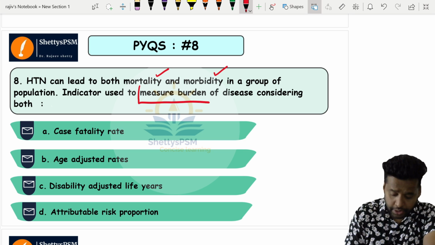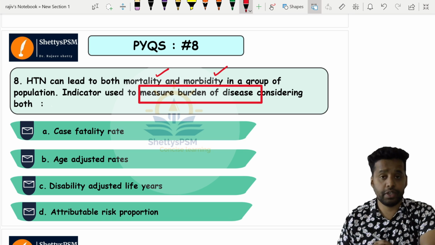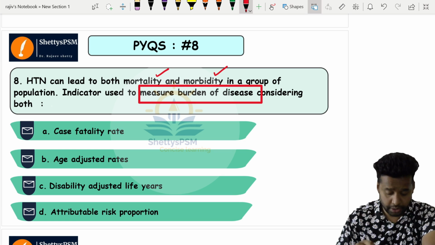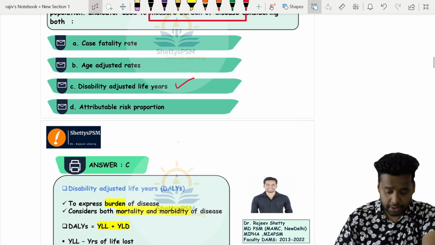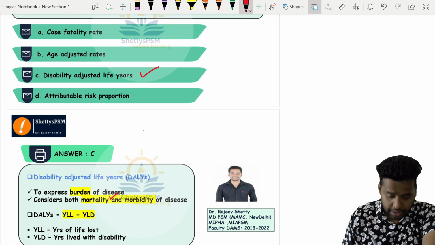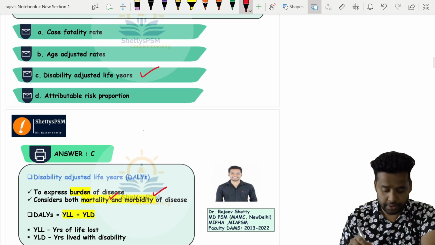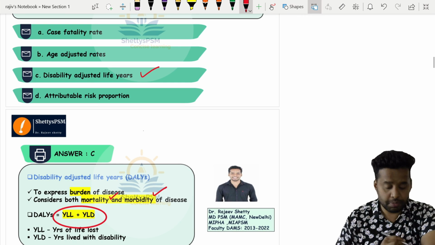Which of the following indicators indicates burden of disease, including both together? Your answer is DALYs. DALYs will consider both the mortality and morbidity pattern of a disease. What is the formula? YLL plus YLD.